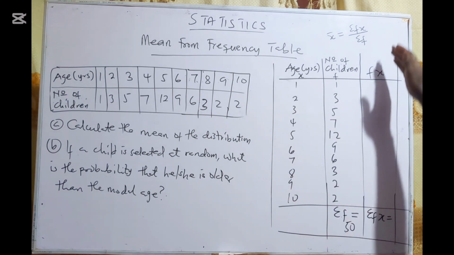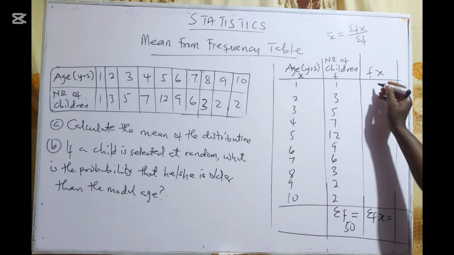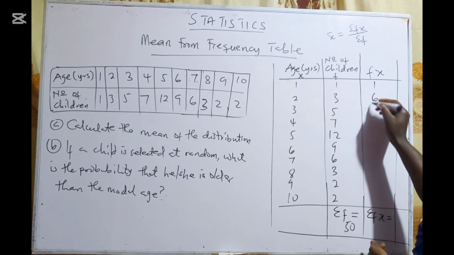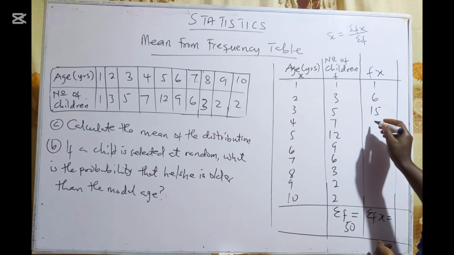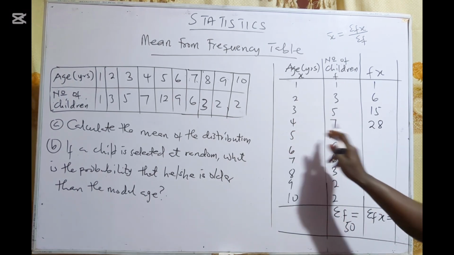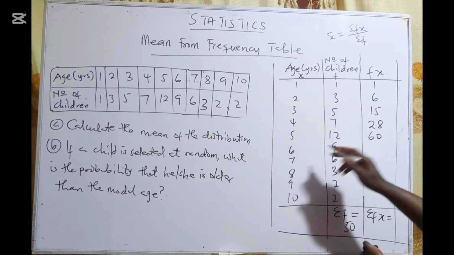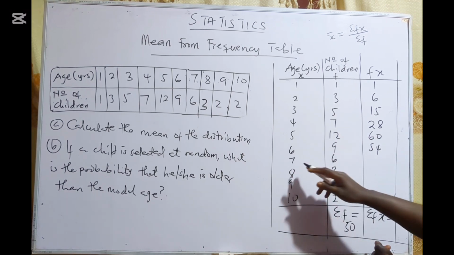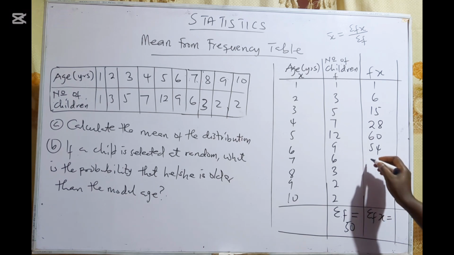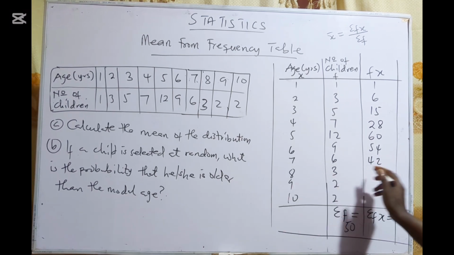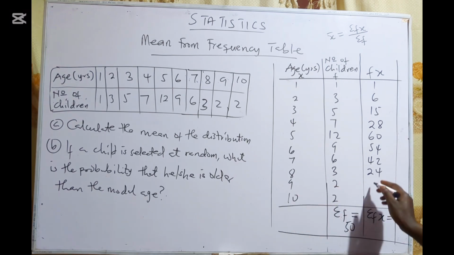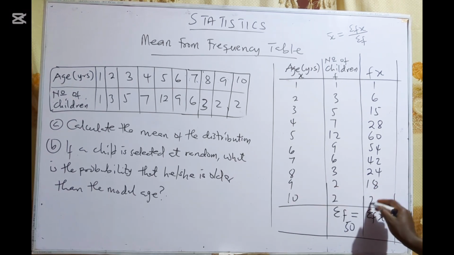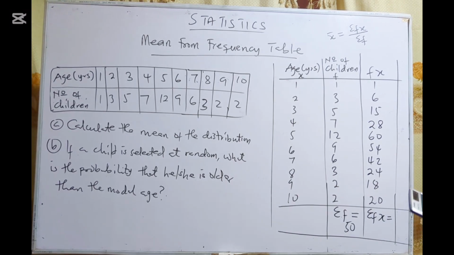So now let's multiply and get the f times s. 1 times 1 is 1, 2 times 3 is 6, 3 times 5 is 15, 4 times 7 is 28, 5 times 12 is 60, 6 times 9 is 54, 7 times 6 is 42, 8 times 3 is 24, 9 times 2 is 18, and then 10 times 2 is 20. Okay, so we are going to add all of them together, all right?